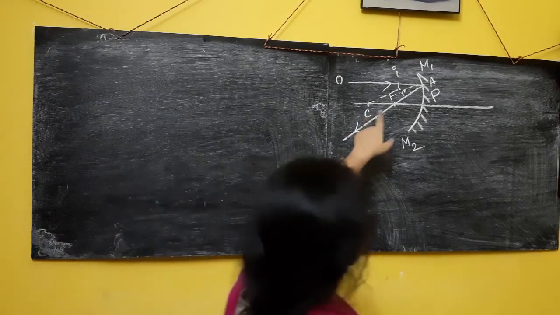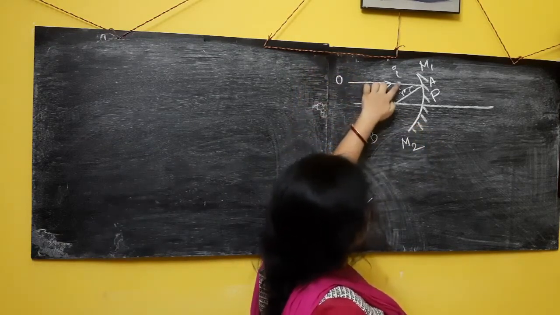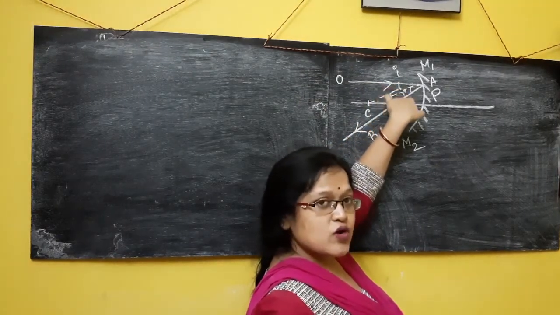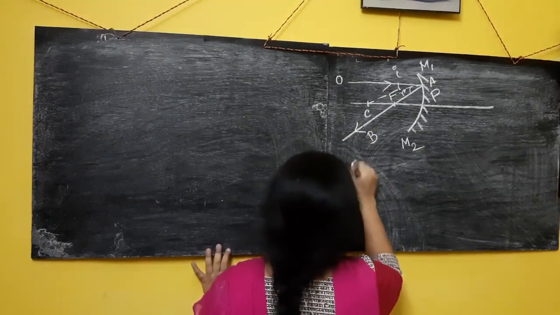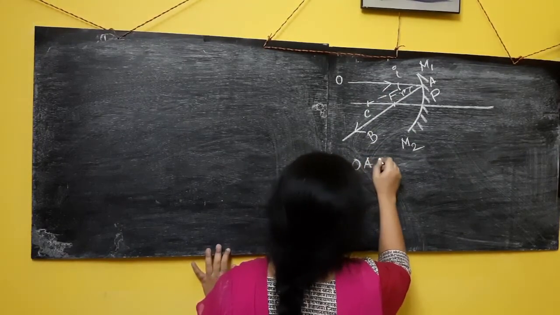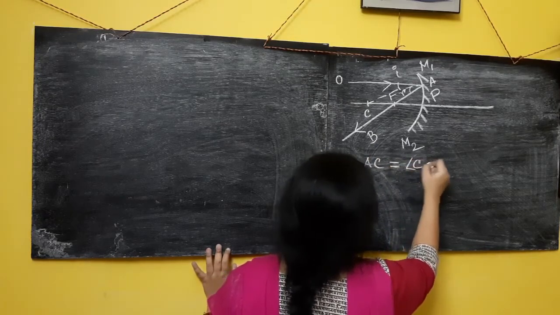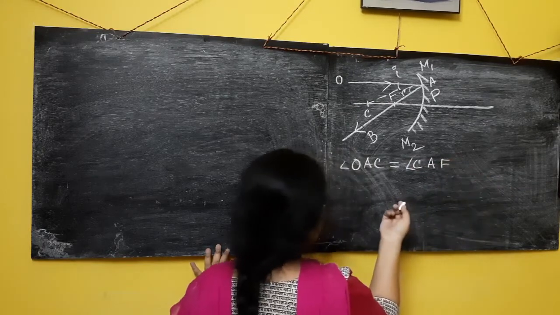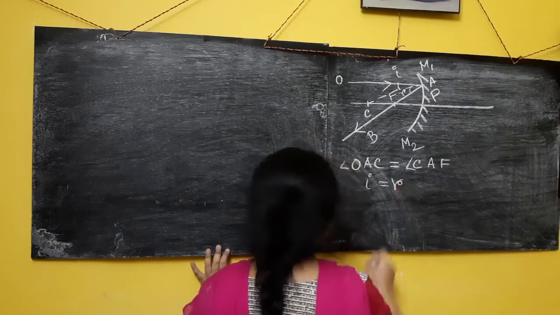See, since this is the normal over here, obviously this angle I should be equal to R. I should be equal to R. Done. So what is happening? Angle OAC is equal to angle CAF. Okay, because the angle of incidence is equal to the angle of reflection, I equals R.